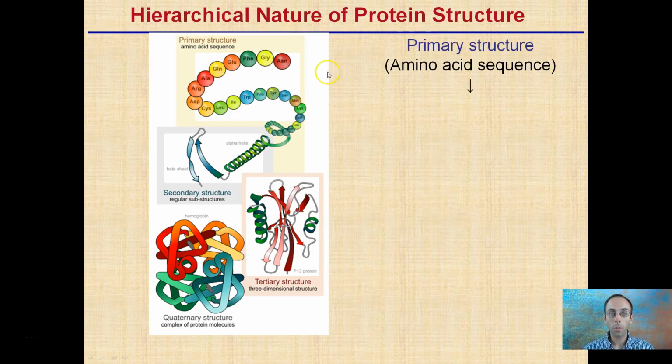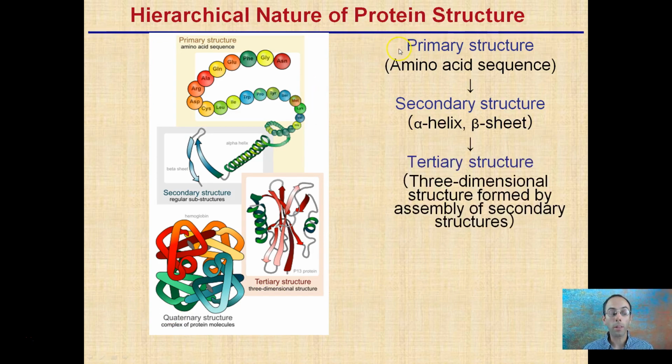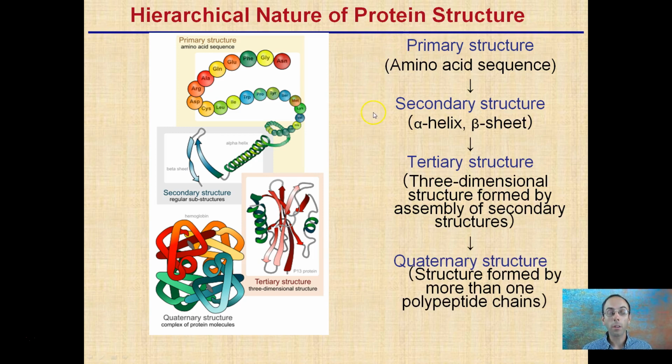So to kind of go over that same thing, we have a primary structure, which is just the amino acid sequence. That then will lead to secondary structures, which are alpha helixes and beta sheets. Tertiary structure is the initial three-dimensional structure formed by the assembly of those structures. And lastly, the quaternary structure. This is where there's interaction forming with multiple peptide chains.